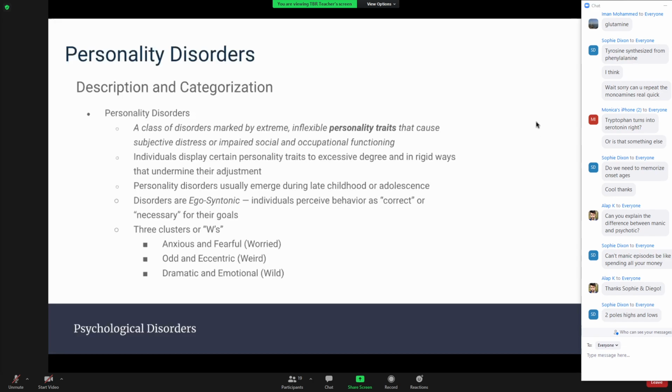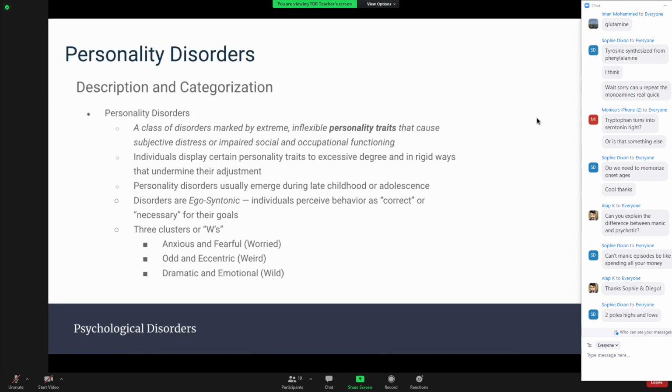Personality disorders are fascinating. They're marked by extreme and inflexible personality traits. So everything we've said so far, we haven't said traits. Now this is the first time we're saying traits. So when you see a question and they're talking about a personality trait, think personality disorder.